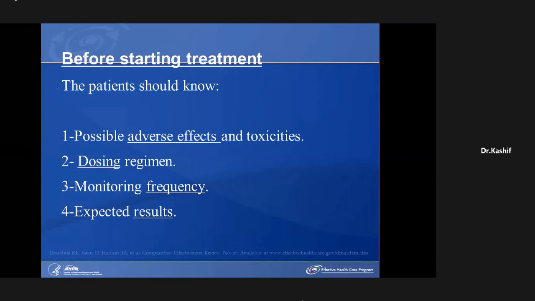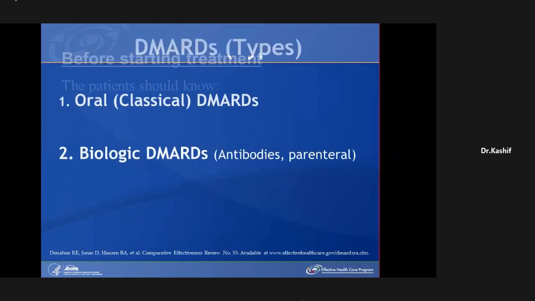Right now we come to the main pharmacology. What are the different DMARDs, or disease modifying anti-rheumatic drugs, we use? We classify them into two main divisions. First are the oral DMARDs, known as classical DMARDs. And the second is the biologic DMARDs, which are the new drugs or advanced therapy, and that includes antibodies and parenteral therapy. So, oral or classical DMARDs, and biological or parenteral DMARDs, is the main classification.